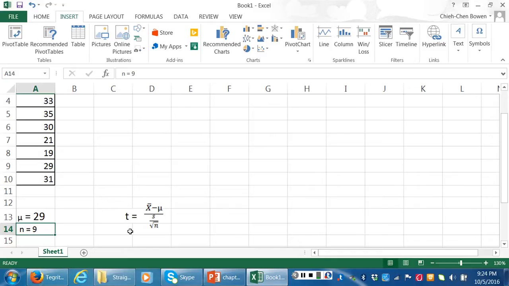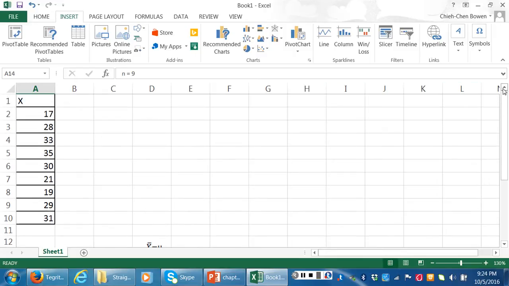Okay, so here is the t formula. Compared to the information we have, we have mu and we have n, so we still need s, the sample standard deviation, and x bar, the sample mean, to be able to conduct a t-test. Out of the 9 numbers presented here, I think you know how to calculate the sample mean and standard deviation. If you don't remember, you need to review Chapter 3.